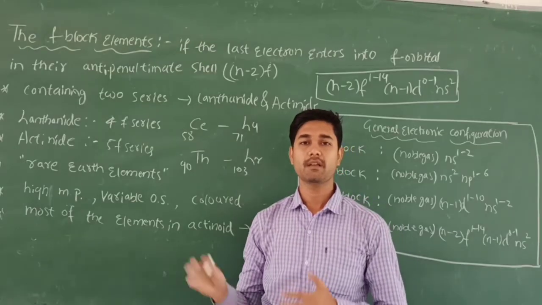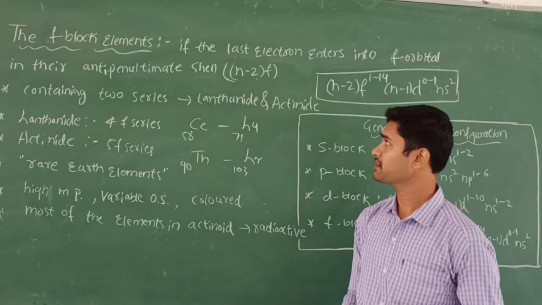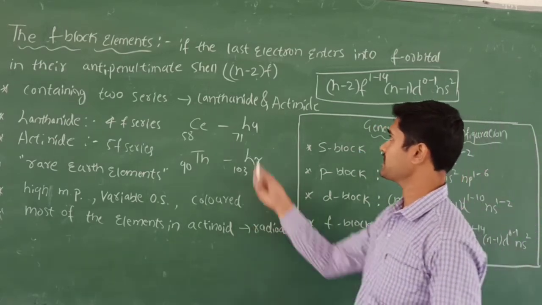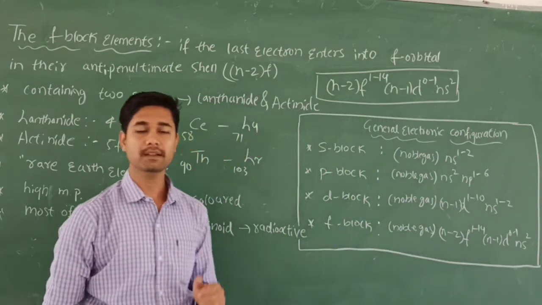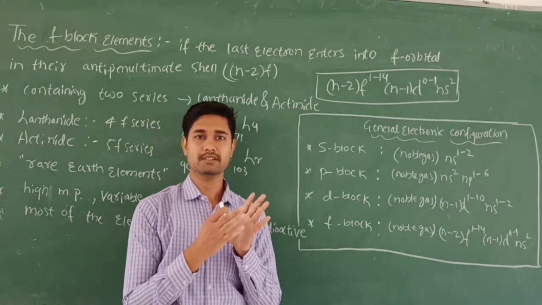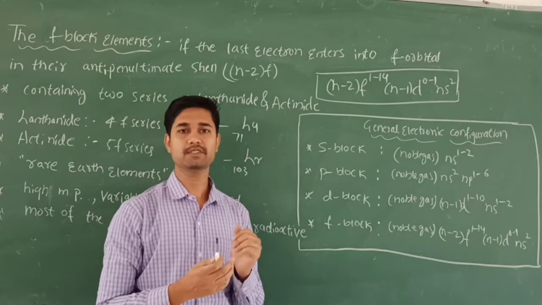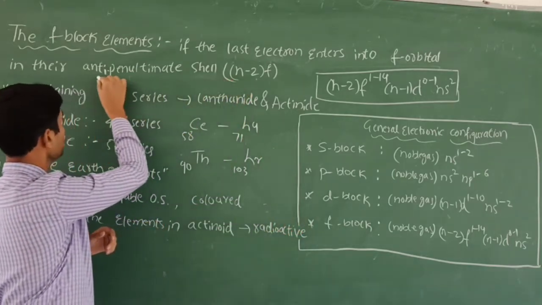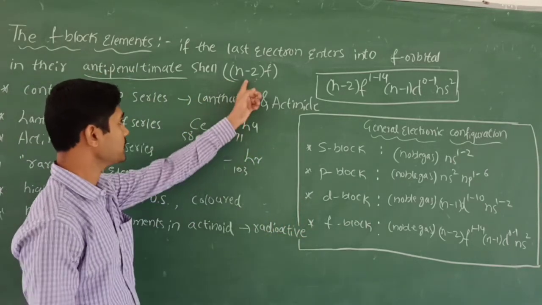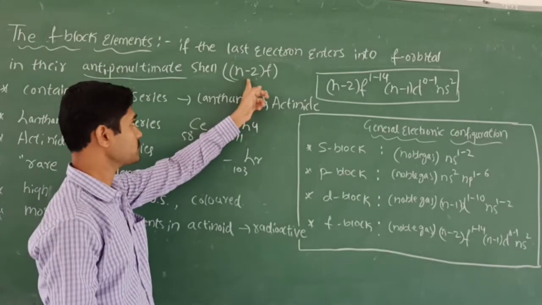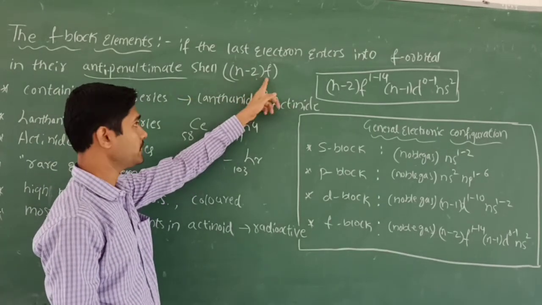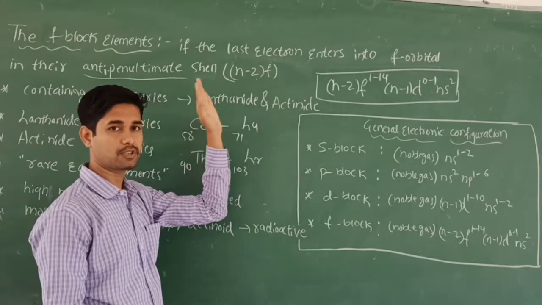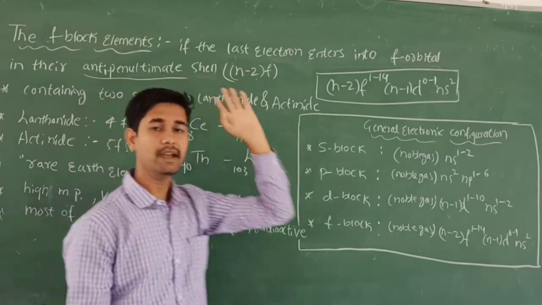Let's discuss the last element, that is called the f block elements. If the last electron enters into an f orbital in the anti-penultimate shell, that is the n-2 f orbital. You know that the penultimate shell is the shell under the valency shell, right? That is called the penultimate shell. The shell internal to the penultimate shell we call the anti-penultimate shell. If n-1 d, that is called the penultimate shell. If ns or np, that is called the outermost shell. So beside this outermost shell, we write the penultimate as well as the anti-penultimate shell.